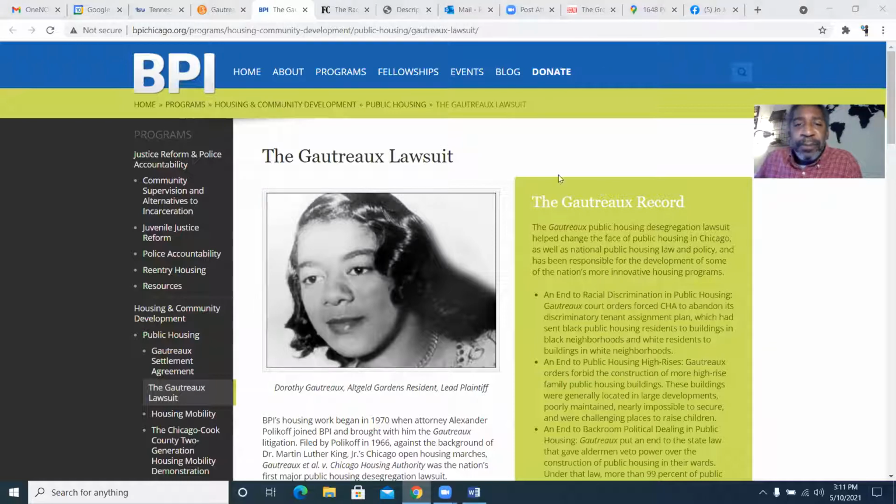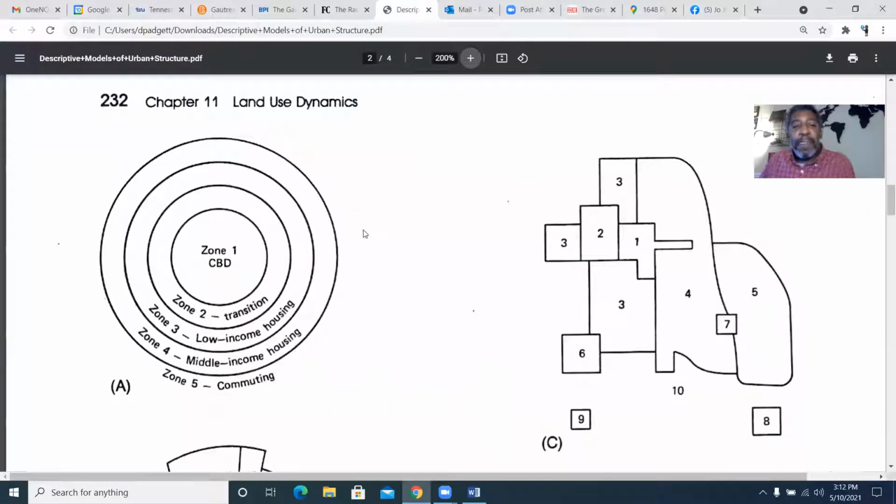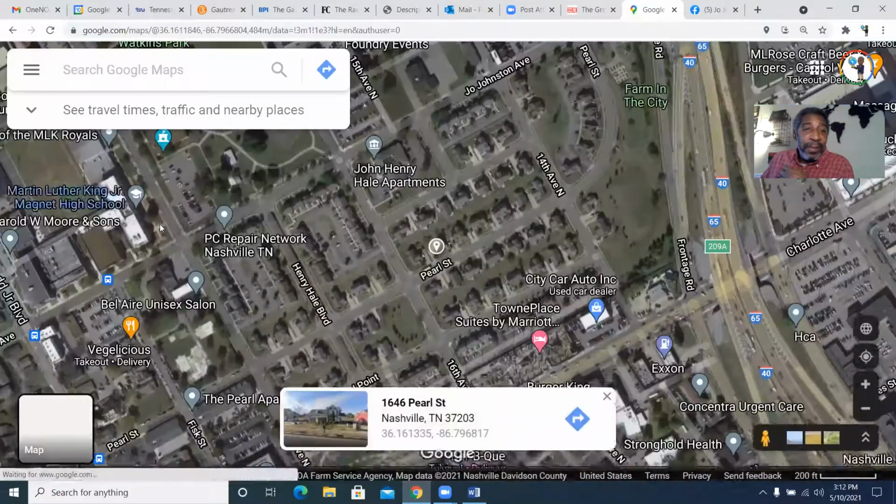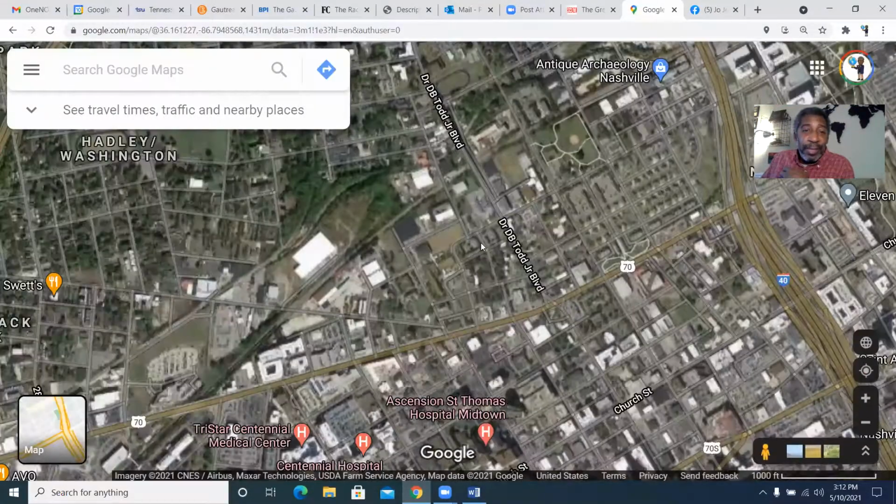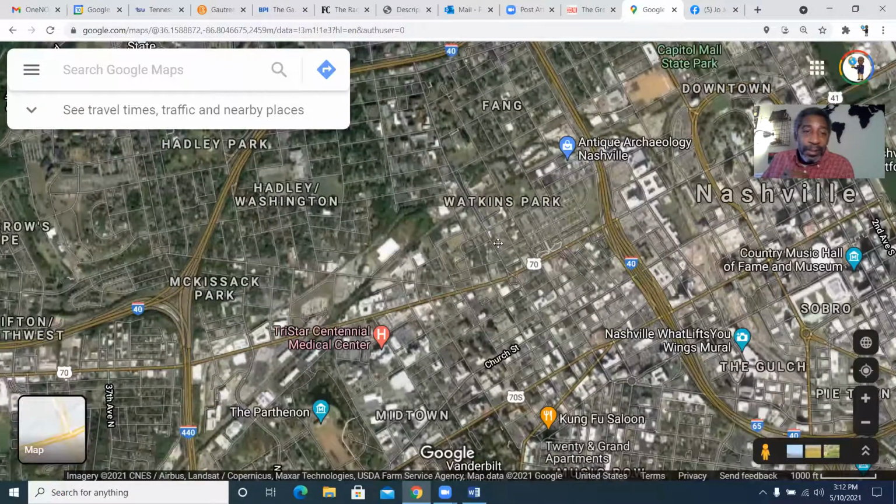So there were many efforts put in place to deal with bringing Zone 3 out of where it is, but it's difficult. So let's go back to the map here. Here we are, zoom back out to Tennessee State University.